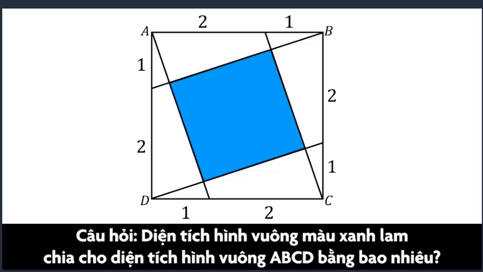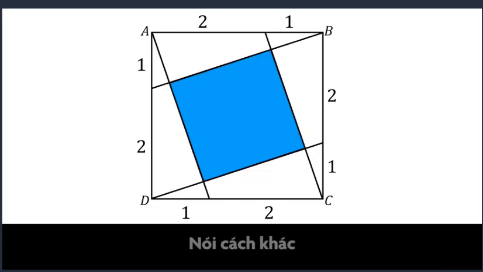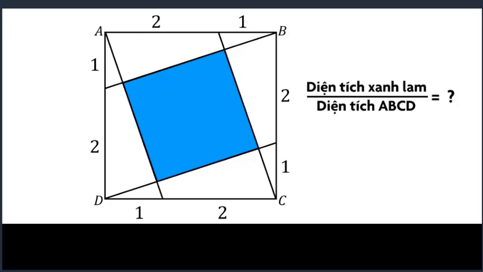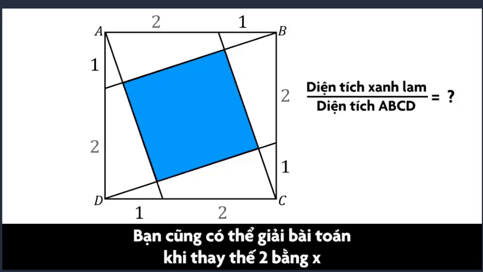The question is, what is the area of the square in blue divided by the area of the square ABCD? In other words, what fraction of the square ABCD is shaded in blue? You can also solve the general problem where we replace 2 with the variable x.